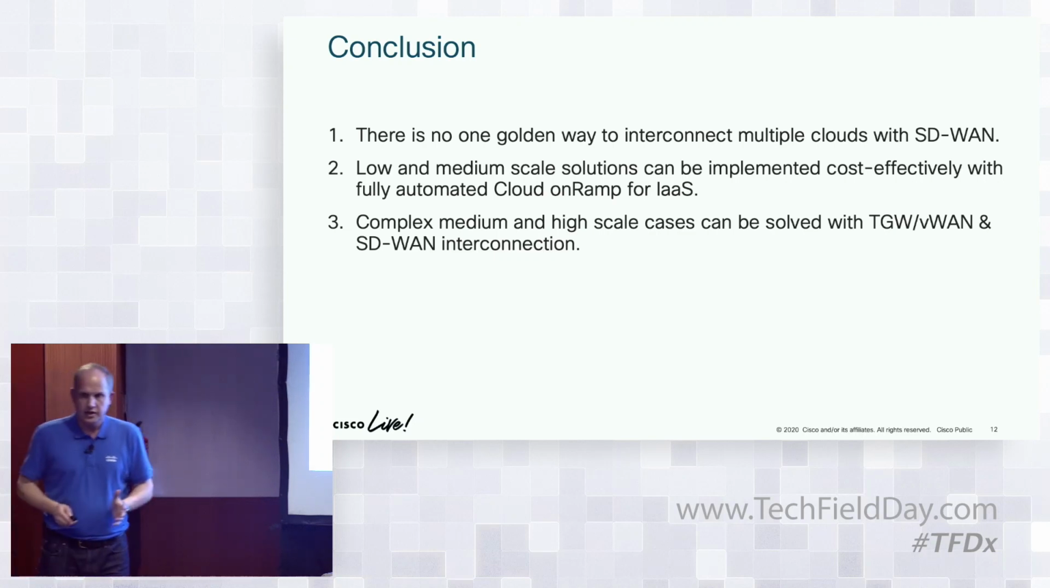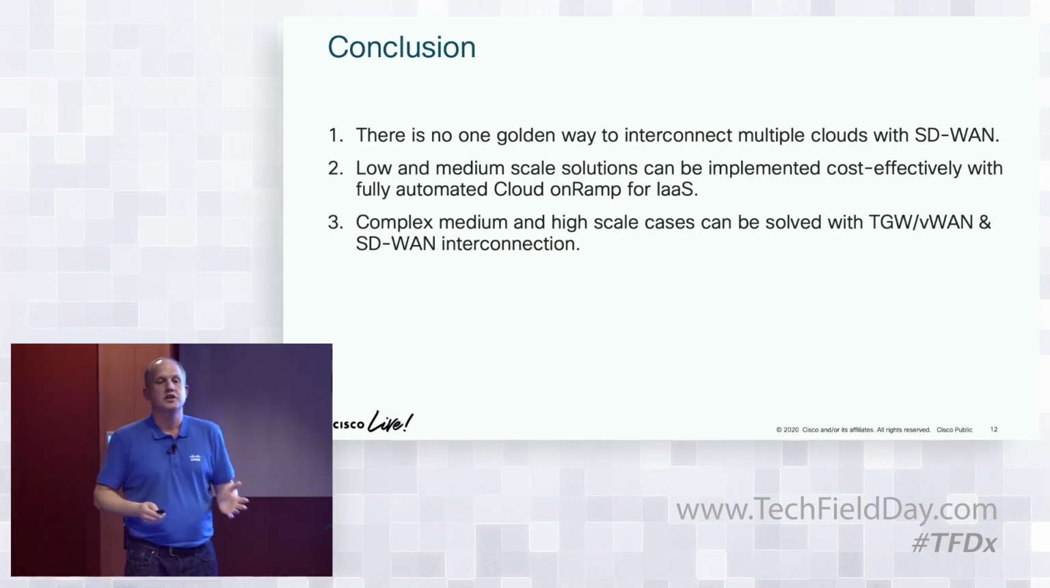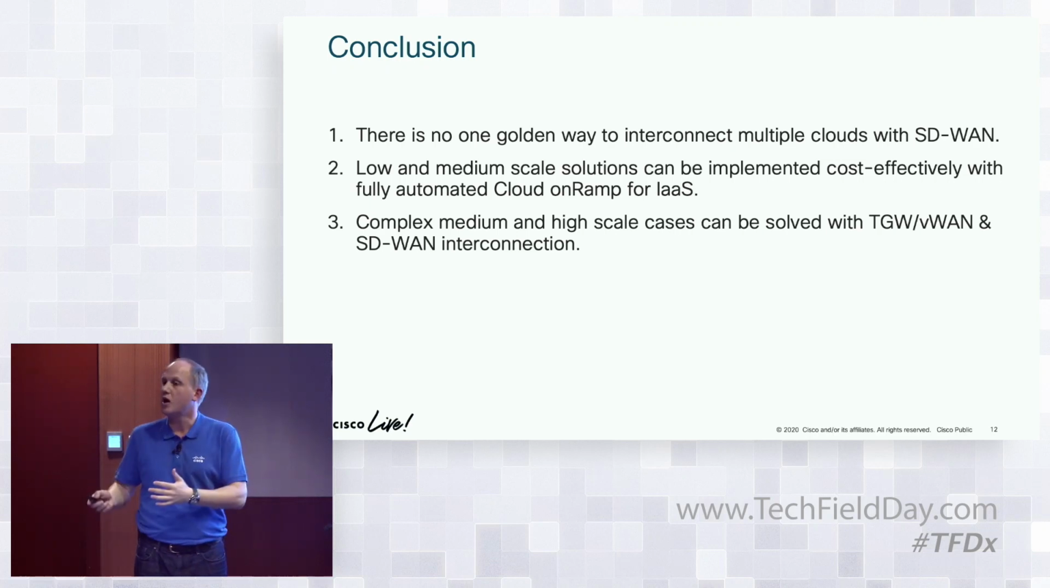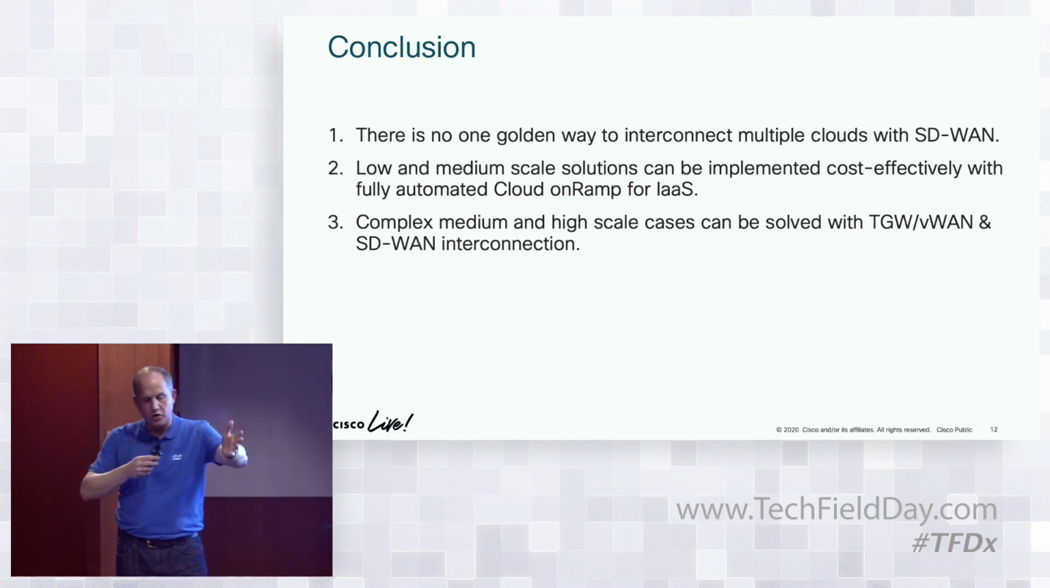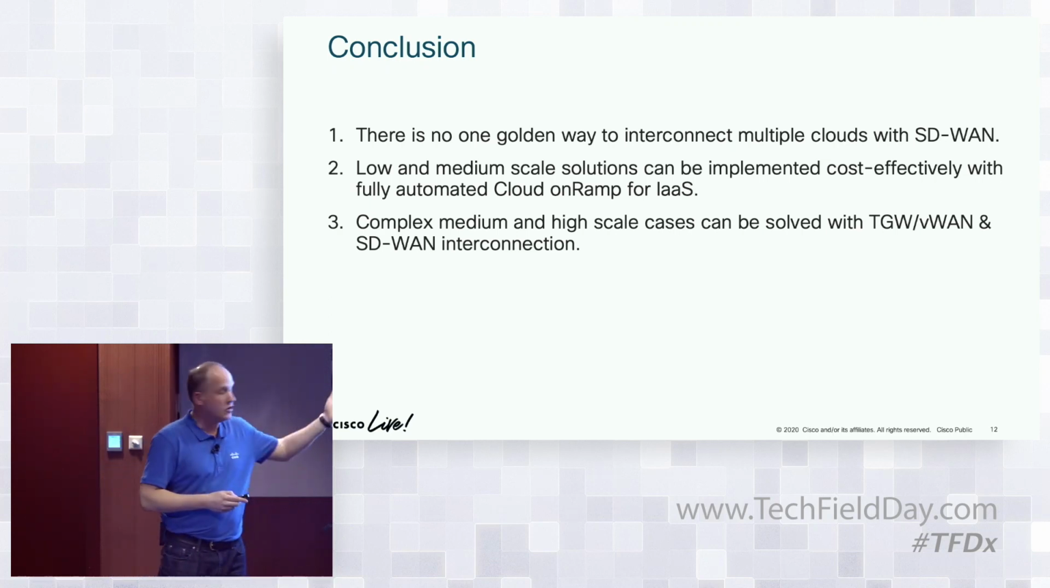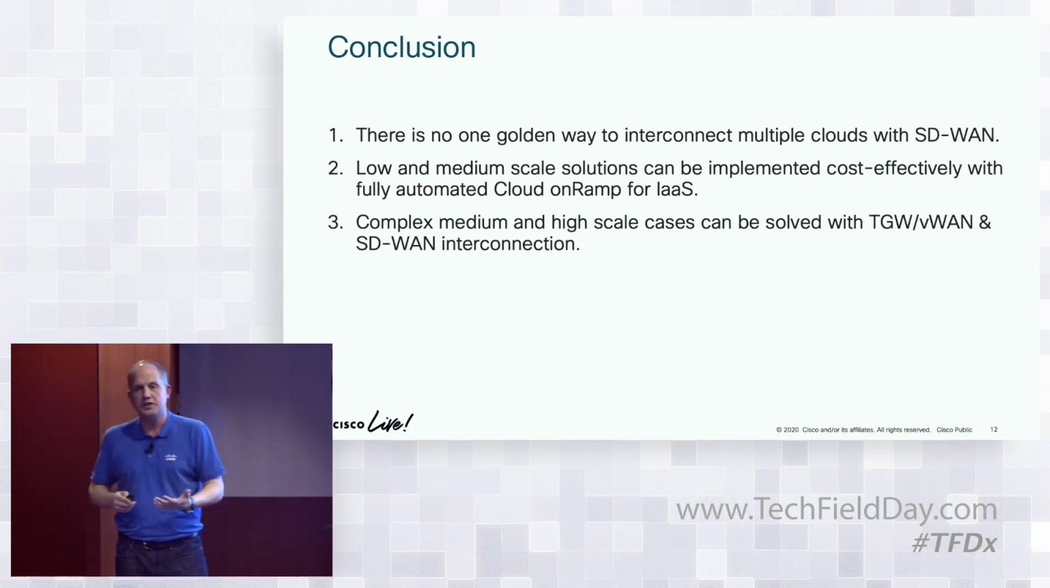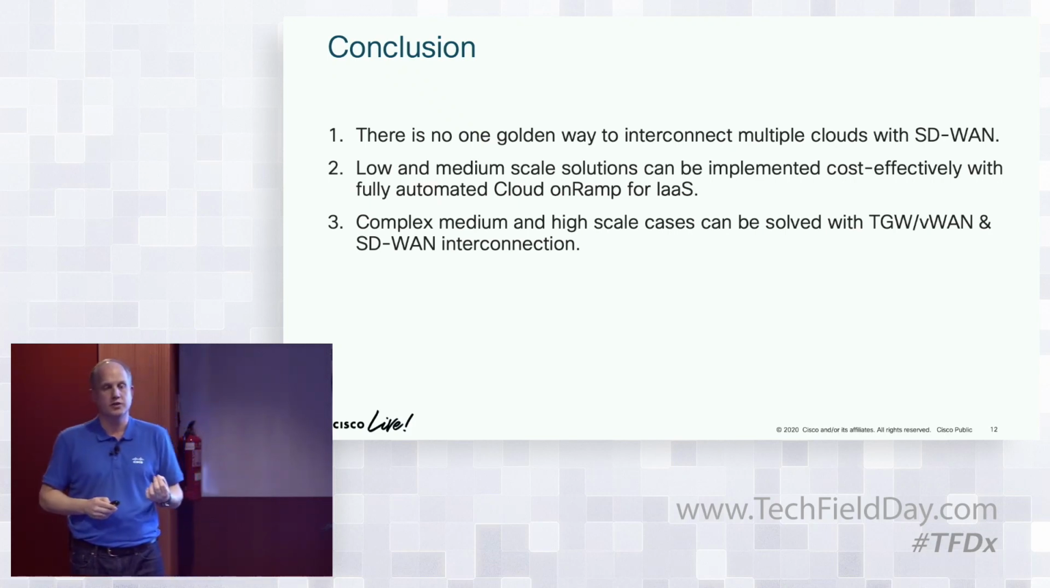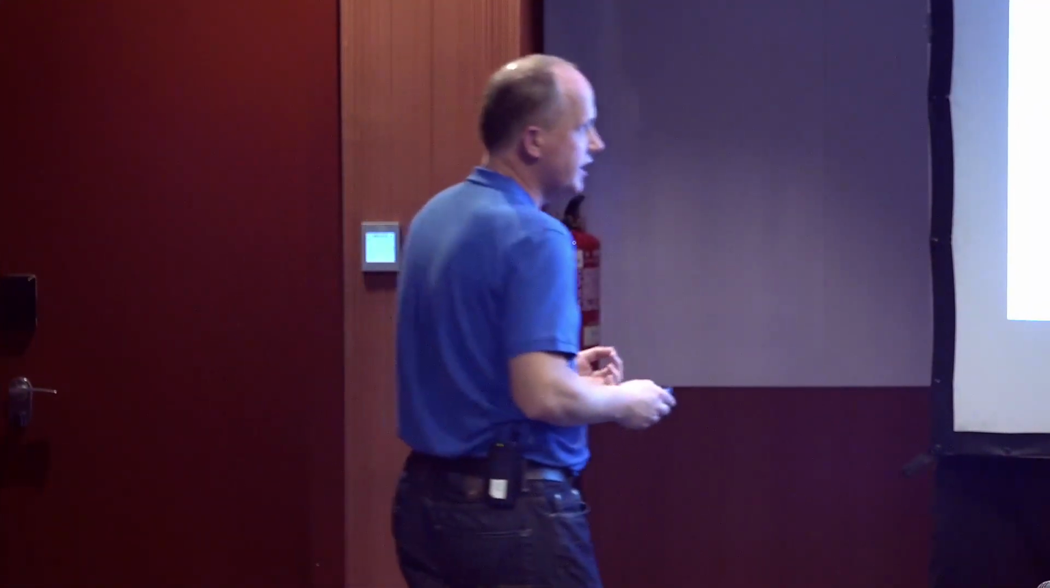So that's my conclusion. There's no golden way to interconnect multiple clouds. It always depends: bandwidth requirements, your partner landscape, what you want to use, the internet, cloud-based firewalls. For low and medium scale, the best way to do it is with Cloud onRamp for IaaS, with existing capability. And complex, medium, and high scale use cases will be solved with TGW and vWAN integration right now, requiring some manual steps, and coming next, fully automated.